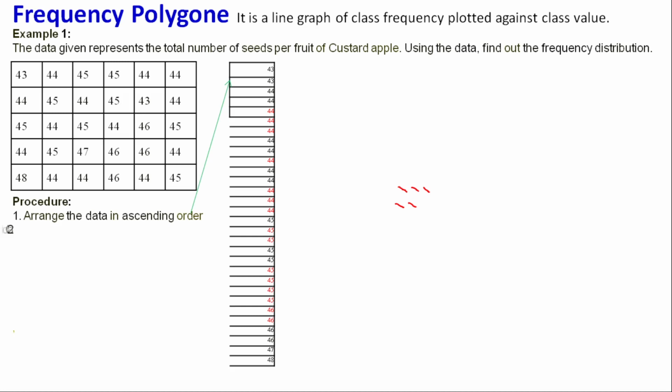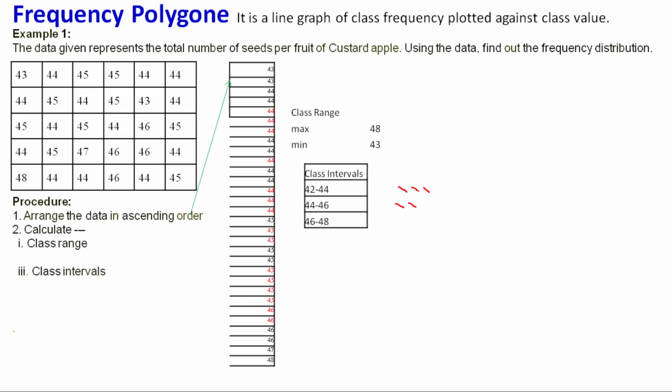Followed by that you have to go ahead with making of class intervals based on the 43 to 48. We can determine the class intervals like 42 to 44, 44 to 46 and 46 to 48. Now the next job is that we have to measure how many classes are there. Of course there are three classes, which means definitely in the diagram there will be three actual points.